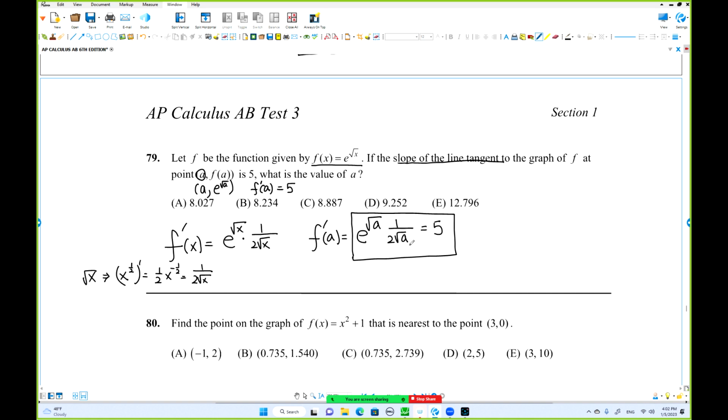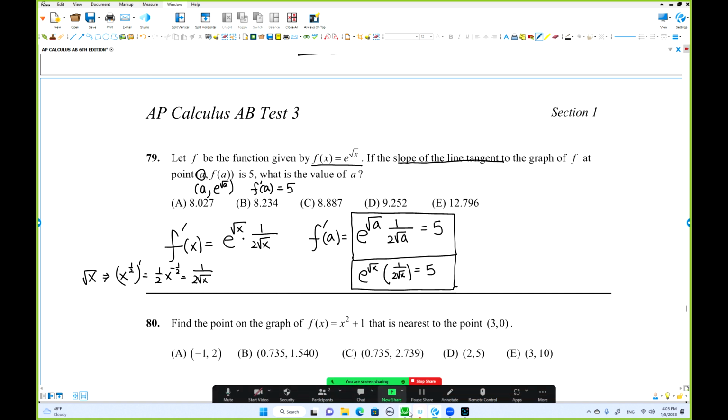Okay, we need to use our calculator. Now let's make a graph of this one, e to the square root of a, times 1 over 2 square root of a. A is now like a variable, right? Still, we don't know the value of a. That's why it looks like a variable. You can use x, it's okay. For some value of x, we have 5. We're going to find the intersection of this one.